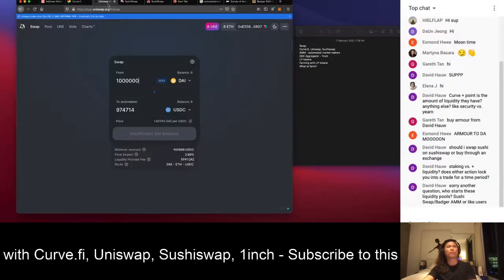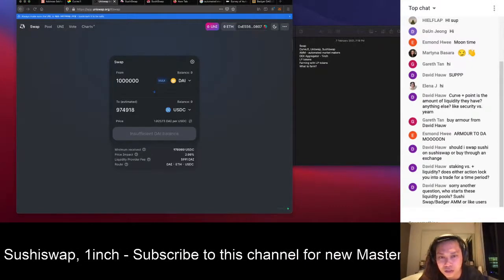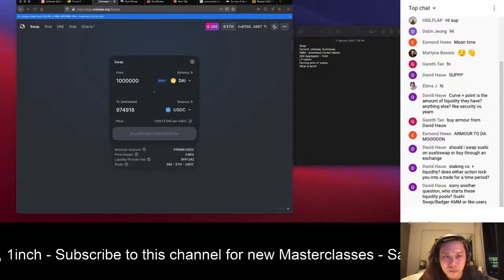If you swap on Uniswap, right? Let me show you how much it is to swap on Uniswap right now.